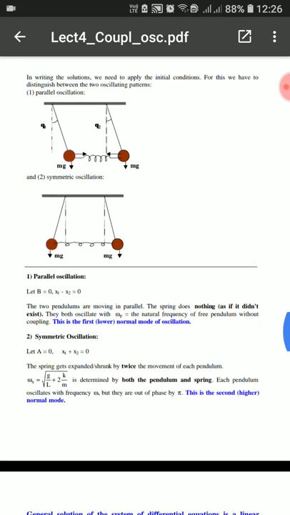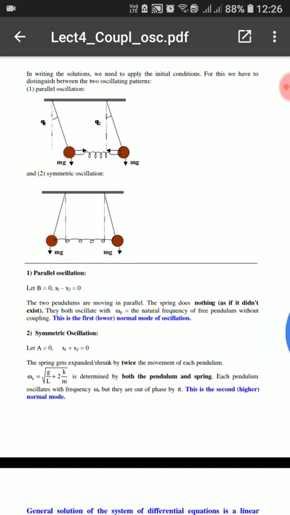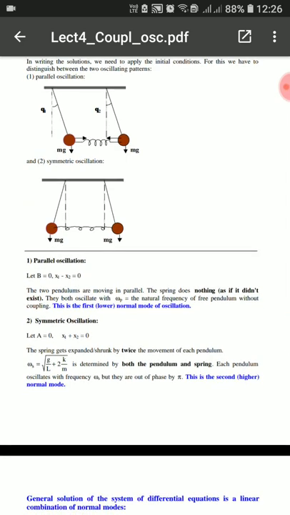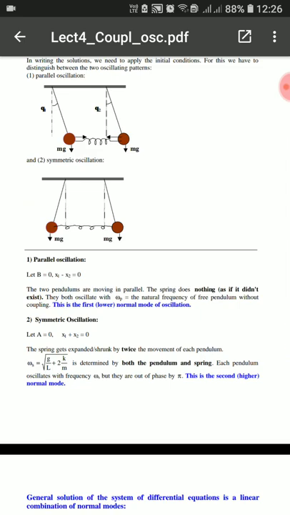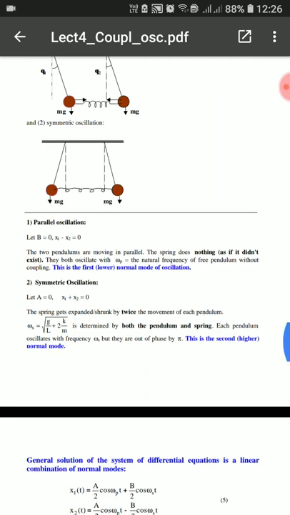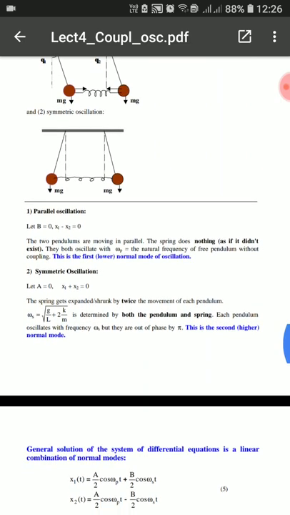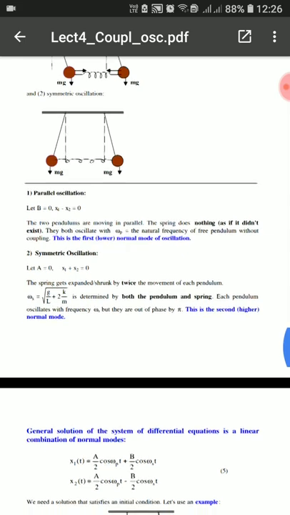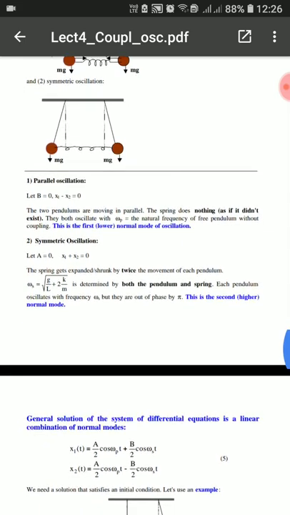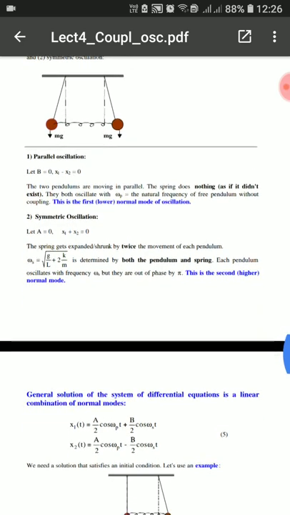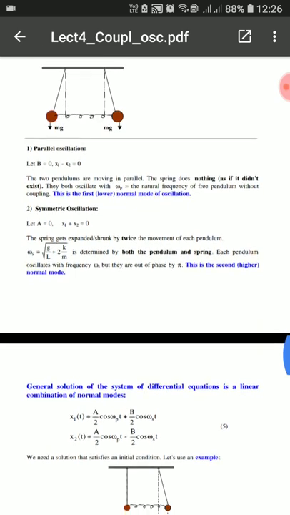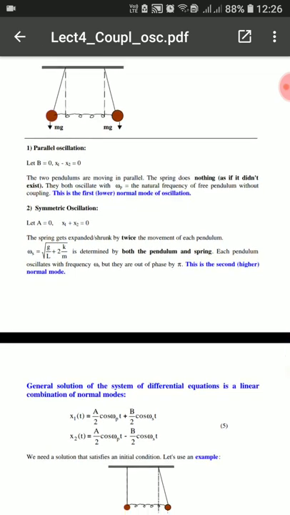For this, we have to distinguish between the two oscillating patterns. First is parallel oscillations. If you see this diagram, 1 and 2, symmetrical oscillations. For parallel oscillations, let b is equal to 0, x1 minus x2 is equal to 0. The two pendulums are moving in parallel. The spring does nothing, as if it didn't exist. They both oscillate with omega p, the natural frequency of a free pendulum without coupling. This is the first normal mode of oscillation.